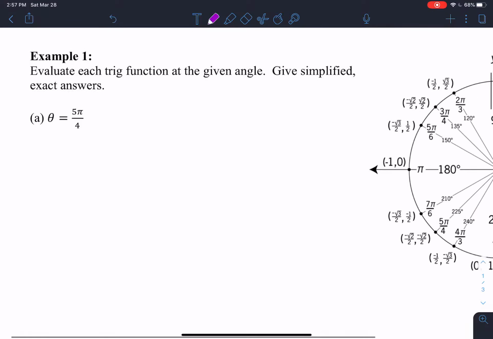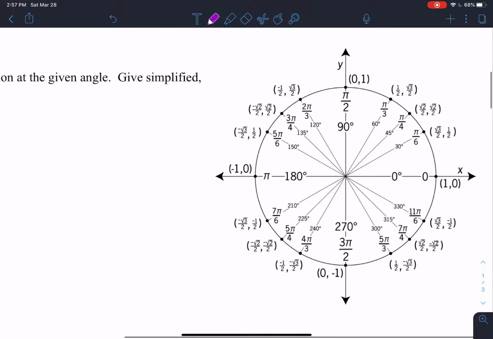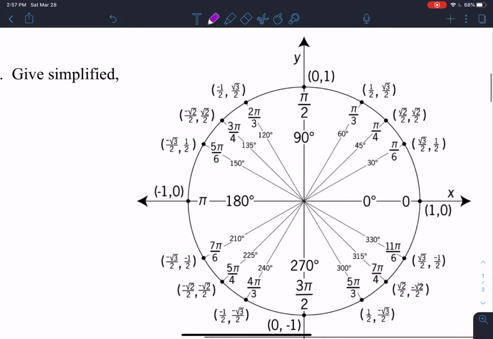So you can have the unit circle out in front of you, but you don't really need to have it in front of you, because really, as long as you can remember the first quadrant, the rest of them are all based off of reference angles and reflections and things like that. So I'm really only going to focus on how it relates to the ones in the first quadrant, and then go from there.